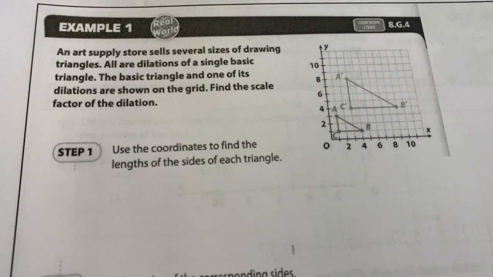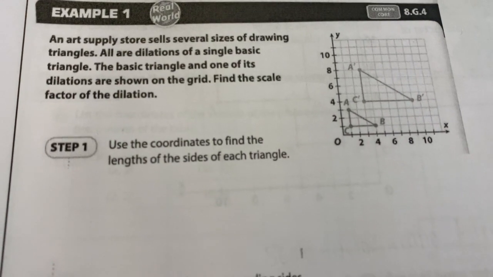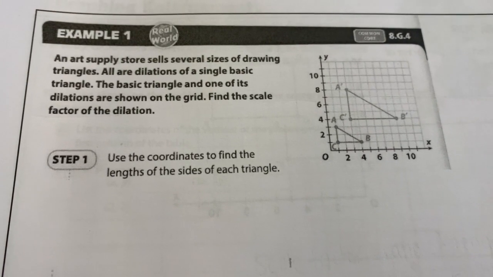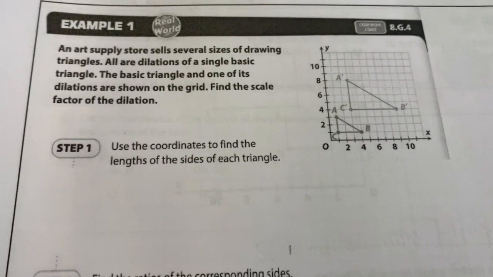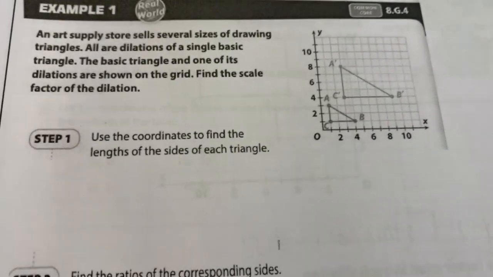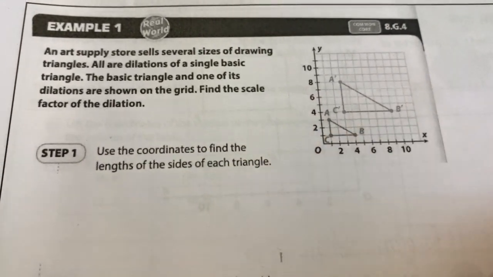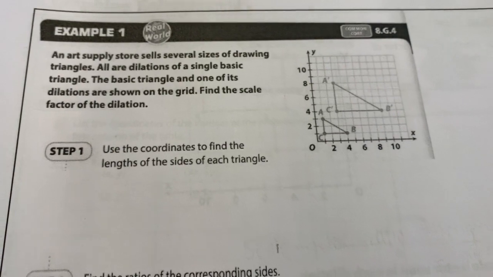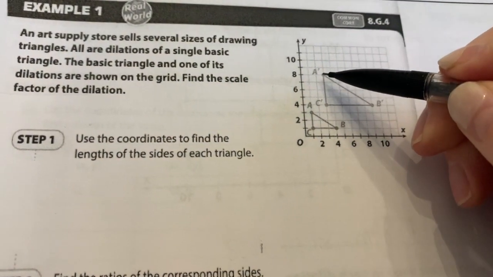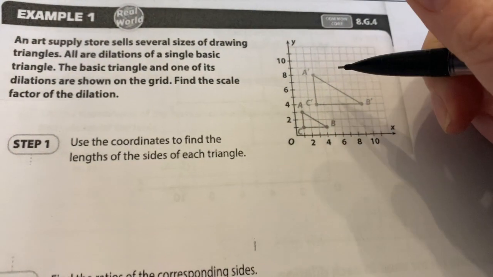An art supply store sells several sizes of drawing triangles. All are dilations of a single basic triangle. The basic triangle and one of its dilations are shown on the grid. Find the scale factor of the dilation. So in order to do this, you need to look at the coordinates of the image compared to the original, just like I showed you with the scale factor just before. So we're going to write the coordinates and find the length of each side so that we can figure out what this scale factor is going to be.